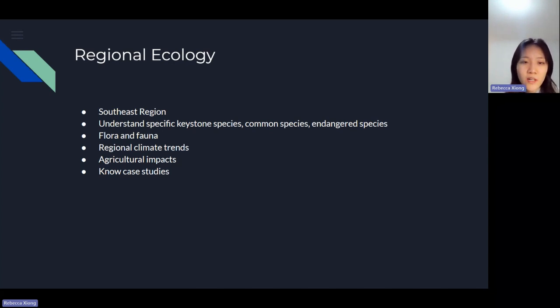And also regional climate trends. So how are climate trends changing in this region over time? And how does agriculture impact the environment as well, especially with runoff or grazing, and then also knowing, once again, case studies specific to the region.